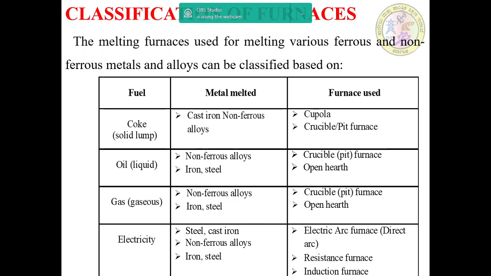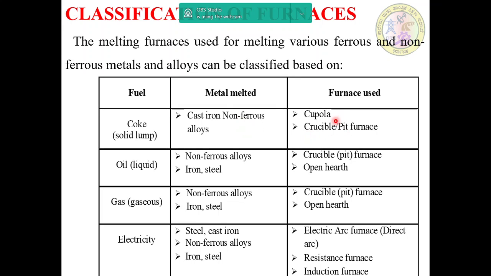These are the classifications of furnaces. The melting furnaces used for melting various ferrous and non-ferrous metals and alloys can be classified based on the fuel used, the metal melted, and the furnace. In the first, they are using coke as fuel, and we can melt cast iron and non-ferrous alloys.